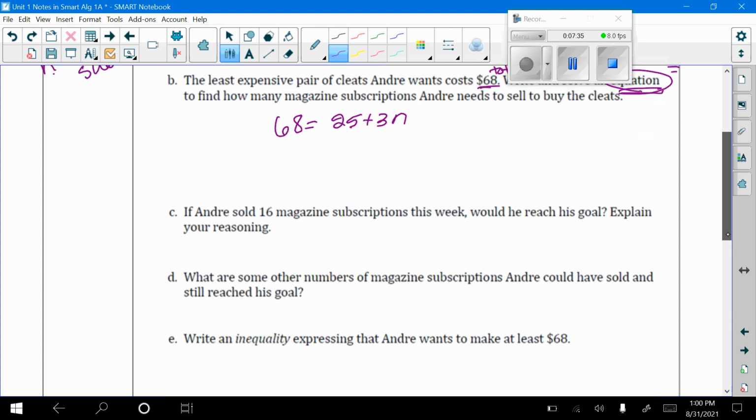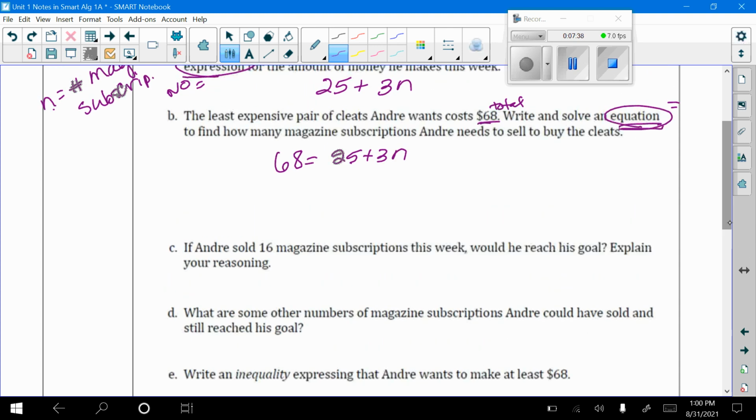Now Andre sold 16 magazine subscriptions this week. Would he reach his goal? Explain your reasoning. Well, substitute it in and see. So 68 is equal to 25 plus 3n.